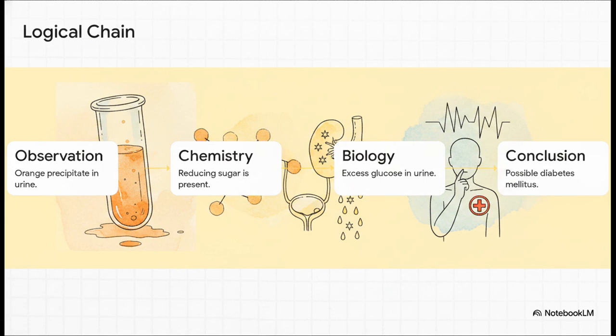Let's start connecting the dots here and build our logical chain. Step 1, we have that orange precipitate in the urine. Step 2, our chemistry knowledge tells us a high amount of reducing sugar is present. Step 3, applying human biology, that reducing sugar is actually excess glucose spilling over into the urine, meaning we've got glycosuria. Step 4, what major medical condition causes blood glucose to get so high that it breaches the kidneys? That would be uncontrolled diabetes mellitus.